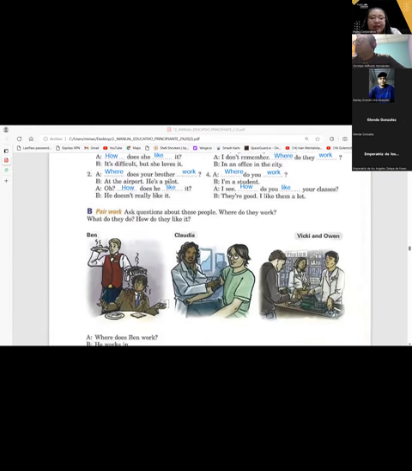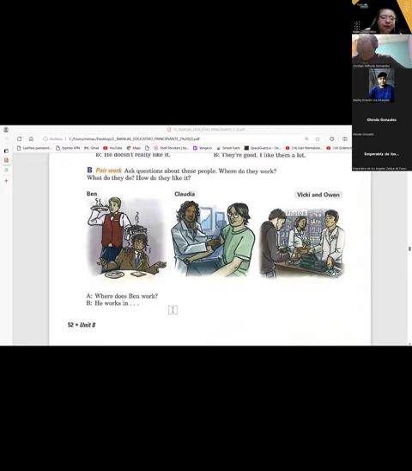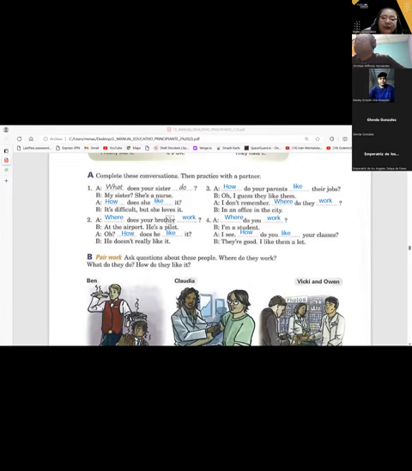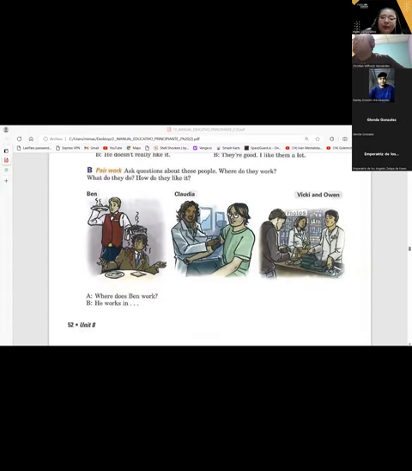And here you have, I'm going to transfer you to the breakout rooms. So you are going to practice these four conversations, okay? Van a practicar estas cuatro conversaciones en los breakout rooms. Y luego van a hacer preguntas sobre estas imágenes que ven acá. Ben, Claudia, and Vicky, and Owen. For example, where does Ben work?